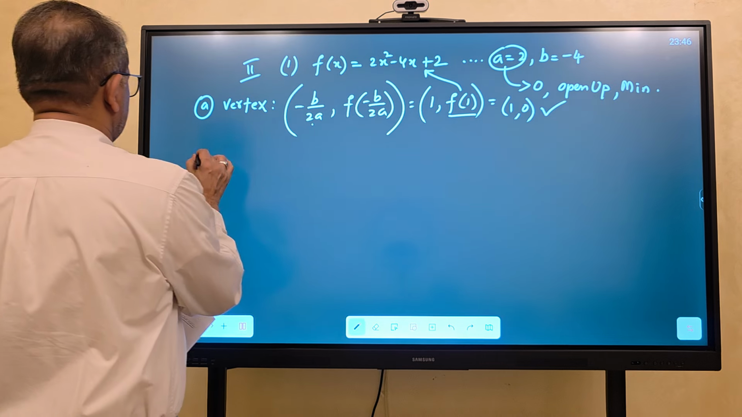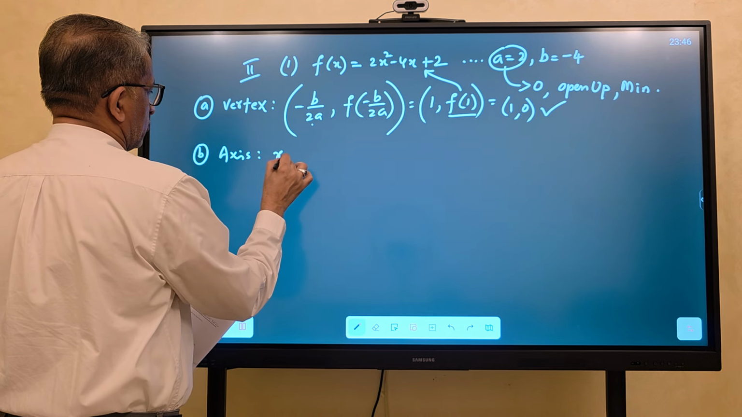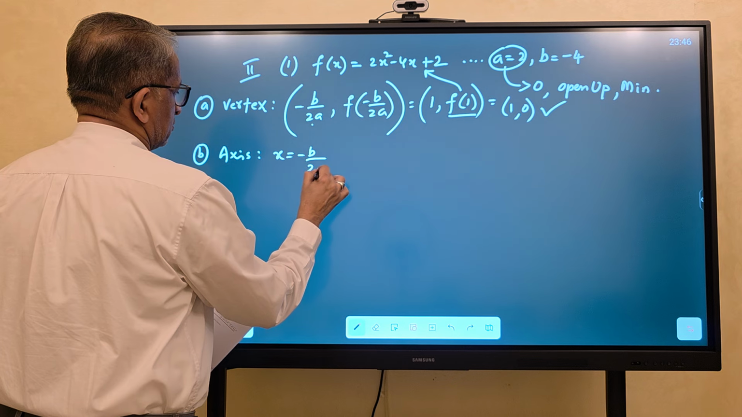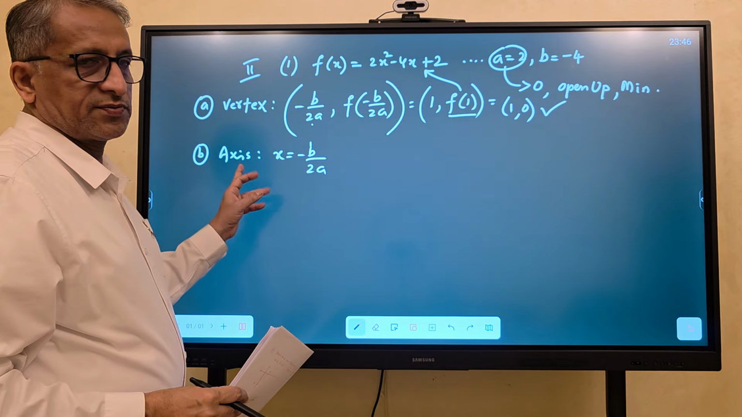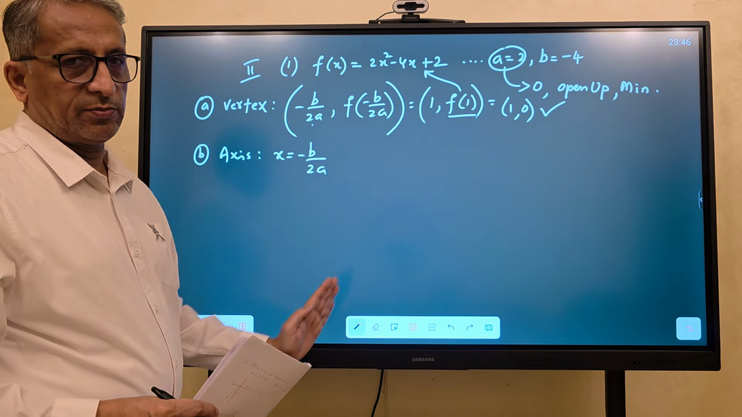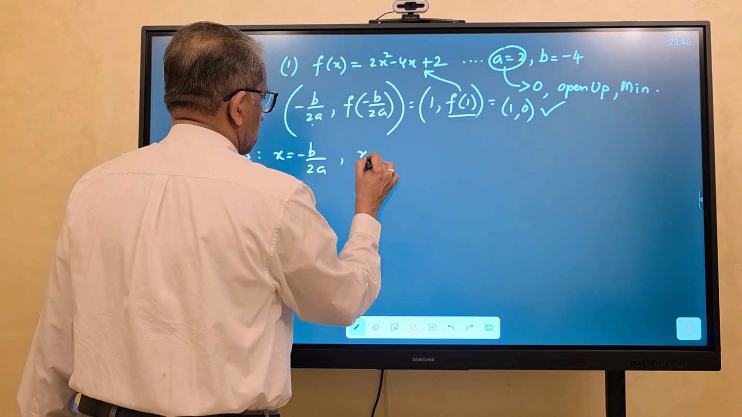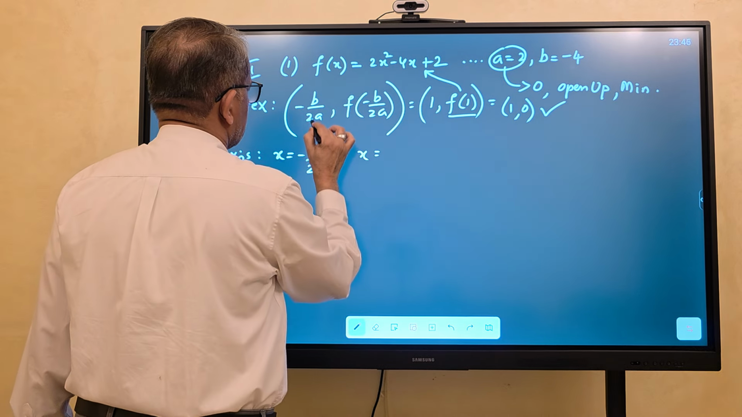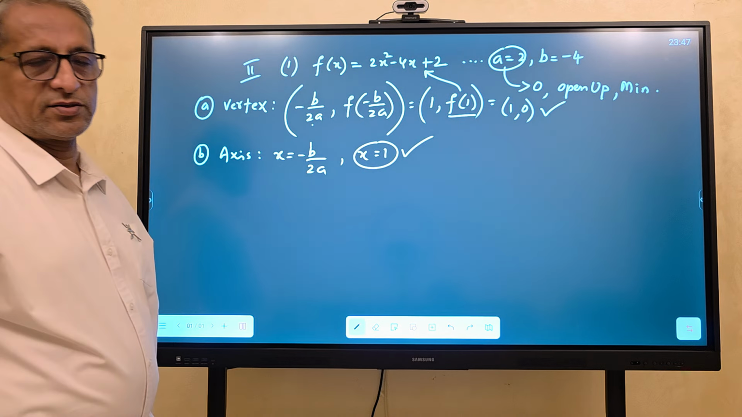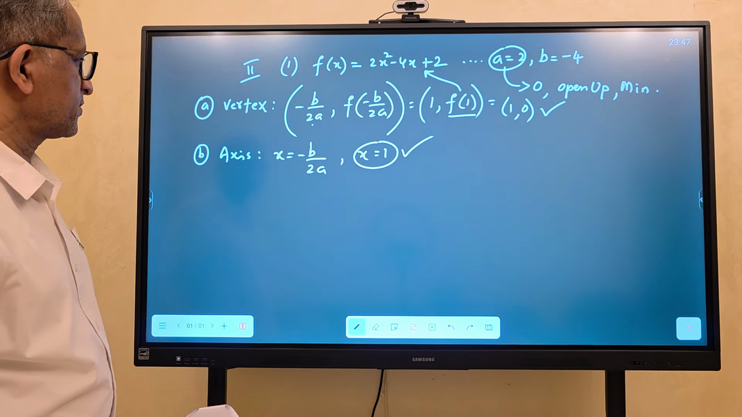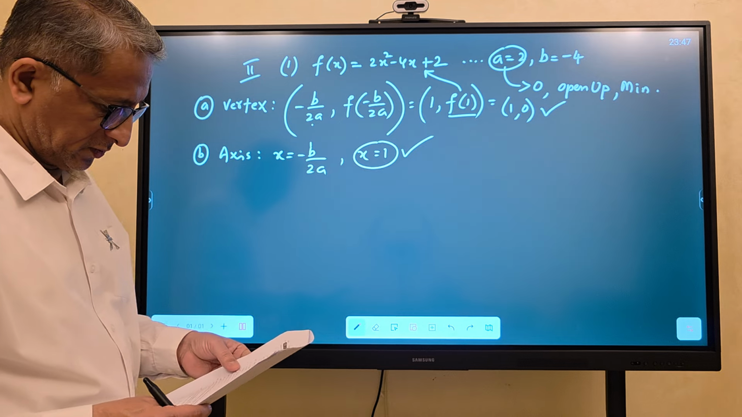The second one, B. What is the axis of symmetry? The formula is x equal to minus b by 2a. Axis of symmetry means the line which divides the parabola equally. So what is the answer? x is equal to, what is minus b by 2a? It is 1. Finish. This is the second answer: the axis of symmetry is x equal to 1.